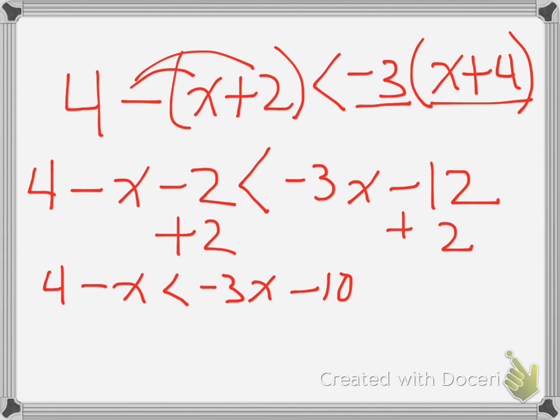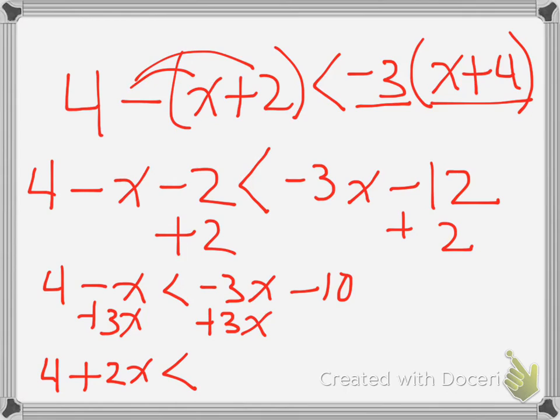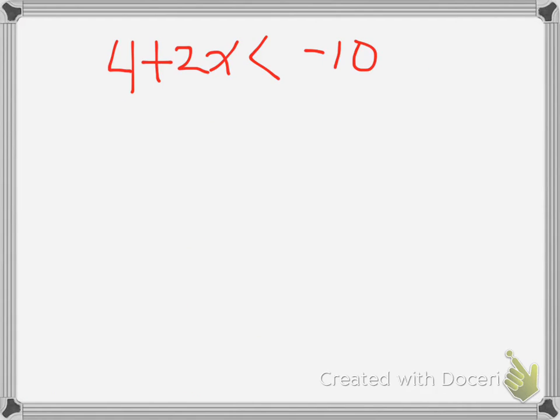Let's get rid of that negative 3x, just to keep things going here. So I'm going to add a 3x over here, and that means I got to add a 3x over here. Gonna run out of room, looks like. At any rate, I'm going to have a 4 plus 2x is less than, and that goes away, then minus 10. Okay, so here we are so far.